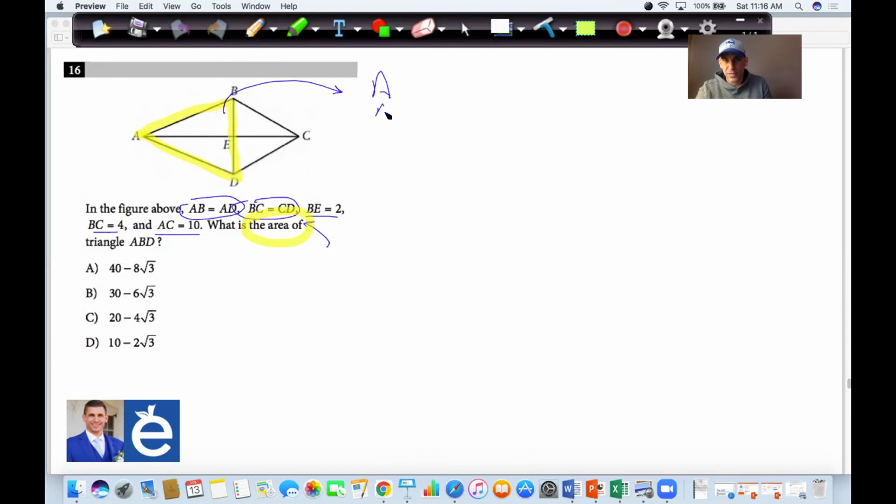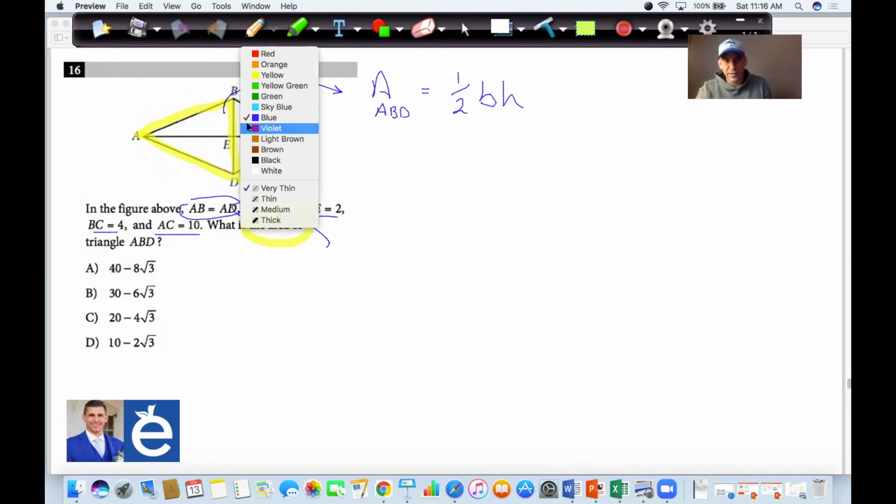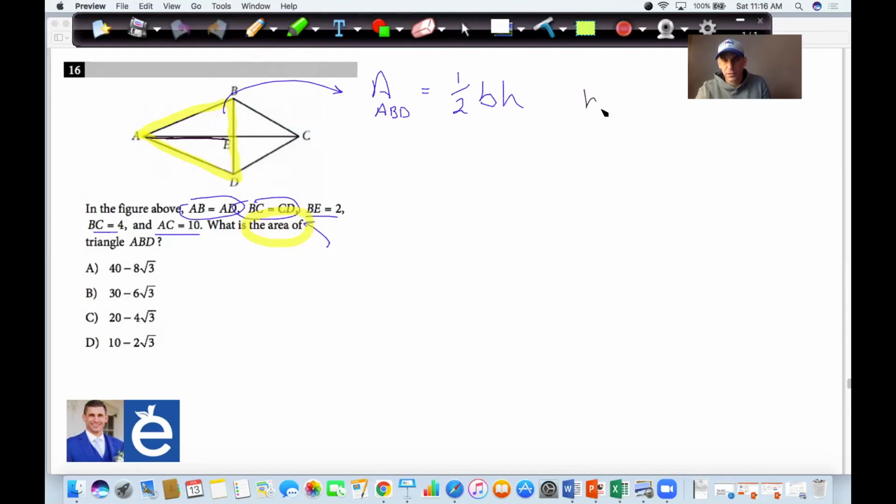So area in this case of A, B, D, of this triangle is going to be 1/2 base times height. My height is going to technically be, if I had to break this down, just so I know what I need to look for, my height is going to be this. My height is going to be AE. So height is AE, and my base in this instance is going to be BD. Okay, I think that's kind of what I need thus far.